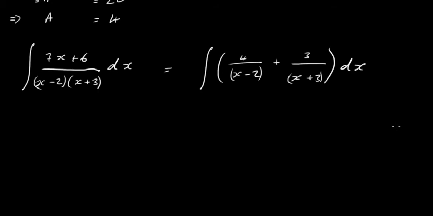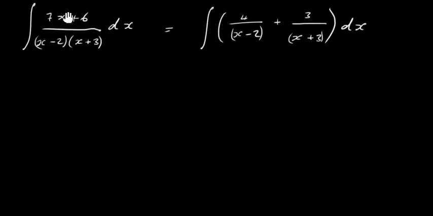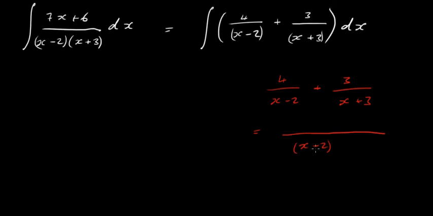dx. Now you can check this if you like. You can just add these two fractions and you should end up with this. I'll just do a quick check here. Let me just take these two fractions here. So I have 4 over x minus 2 plus 3 over x plus 3. Let's just add these two fractions. Well, my common denominator here is x minus 2, x plus 3.